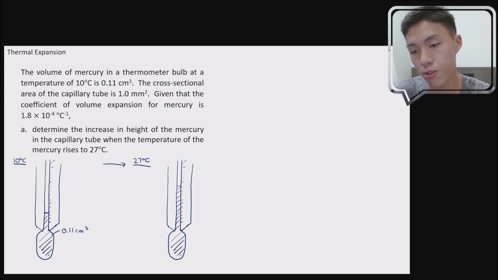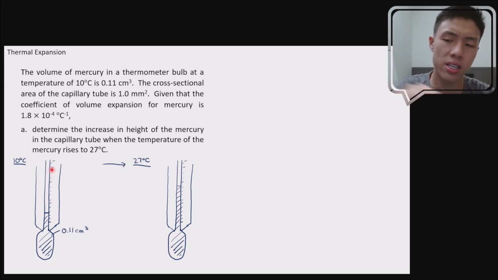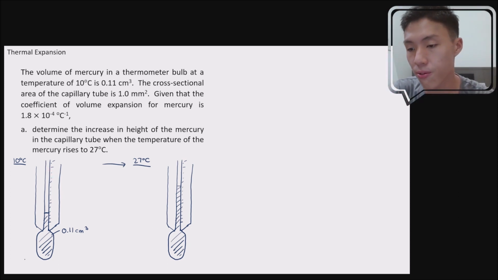This is the volume of the mercury, not the volume of this tube over here. The cross-sectional area of the capillary tube is 1.0 millimeter square. This very thin tube over here is a capillary tube. If you cut it horizontally to see its cross-sectional area, you can find the cross-sectional area here to be 1.00 millimeter square.